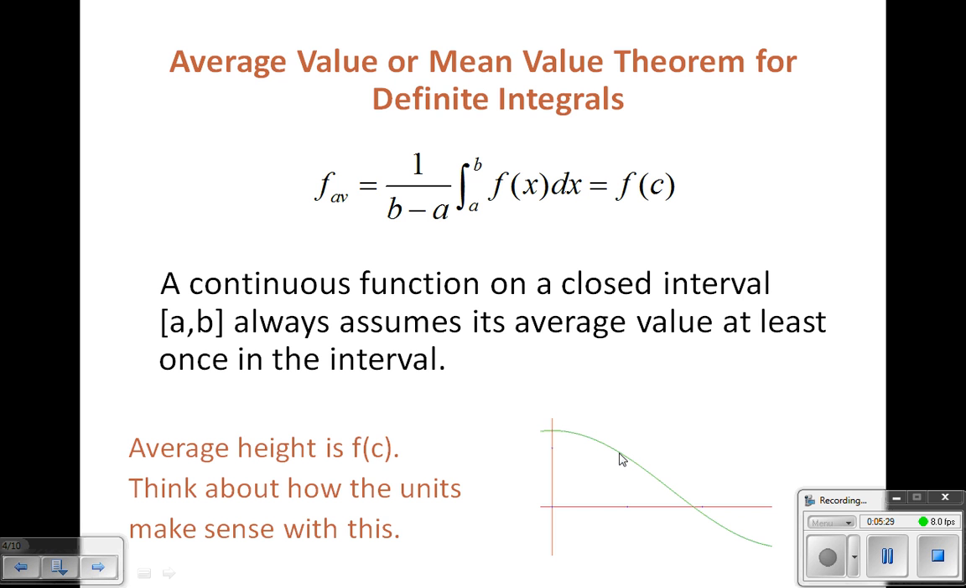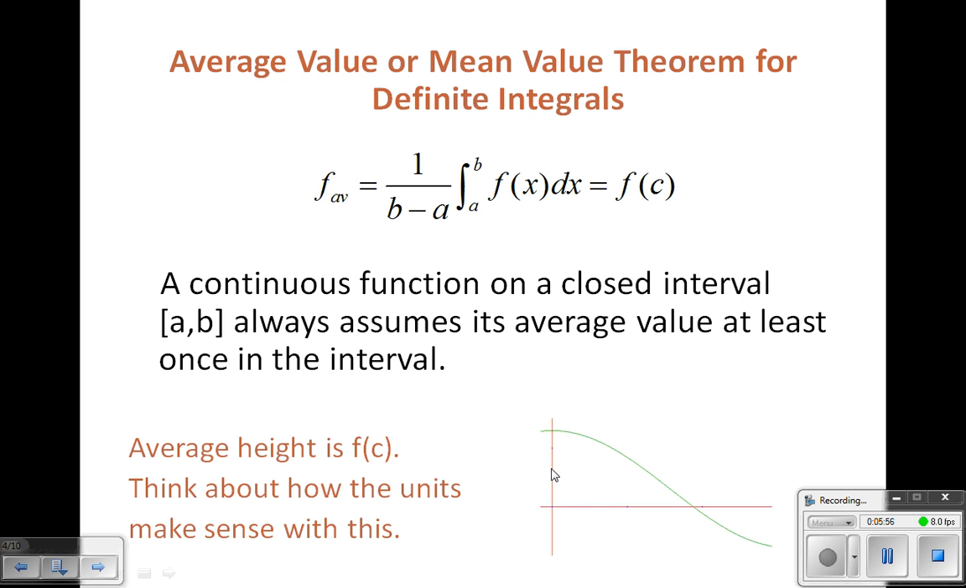Okay, the next big concept in this section is the average value or mean value theorem for definite integrals. Now remember, there's a mean value theorem for derivatives that we've already talked about, which had to do with your secant line slope and so forth. But this time we're looking at average value. So if I look at my picture that I've sketched down here, an average value, f average, is a y-coordinate.